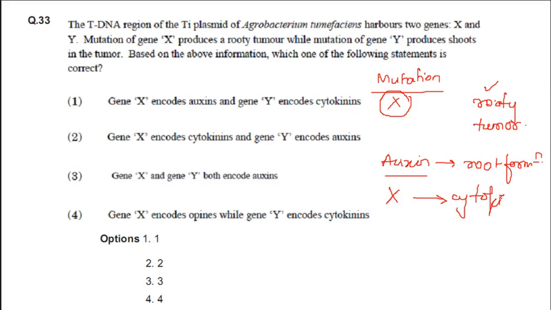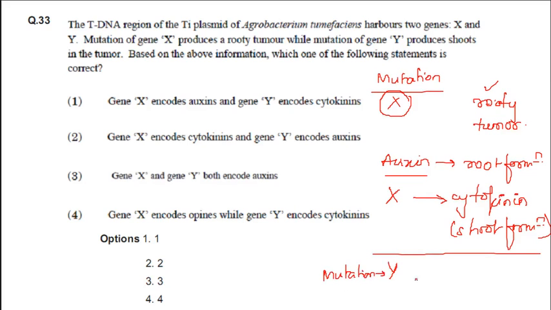So when cytokinin is mutated, then there will be no shoot production and there will be only root formation. Now in the second case, when Y is mutated, only shooty tumor develops. In this case, when Y is mutated, only shoot develops. That means the gene for shoot development is normal, but the root is not developing in the second case. So that means the gene for root is mutated here. That is why there is no root formation in the second case, because the gene for root is mutated.